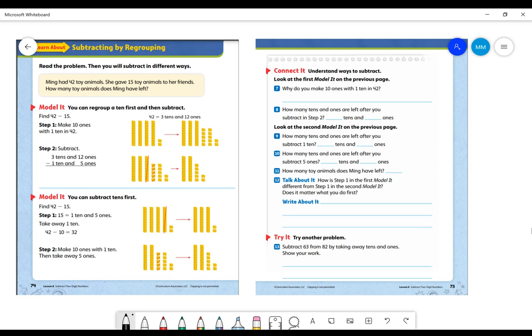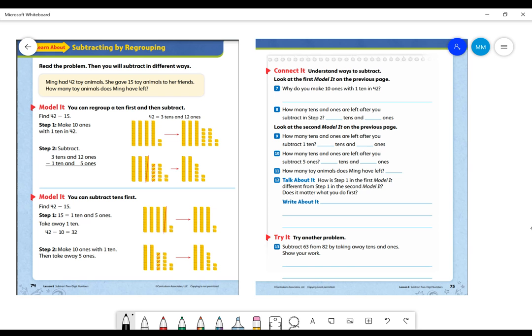So we're going to go ahead and get started with our word problem for today. It says Ming had 42 toy animals. She gave 15 toy animals to her friends. How many toy animals does Ming have left? Now, that was a word problem, so what am I going to do again? I'm going to read it again and circle my numbers and underline important words that tell me what I'm going to do.